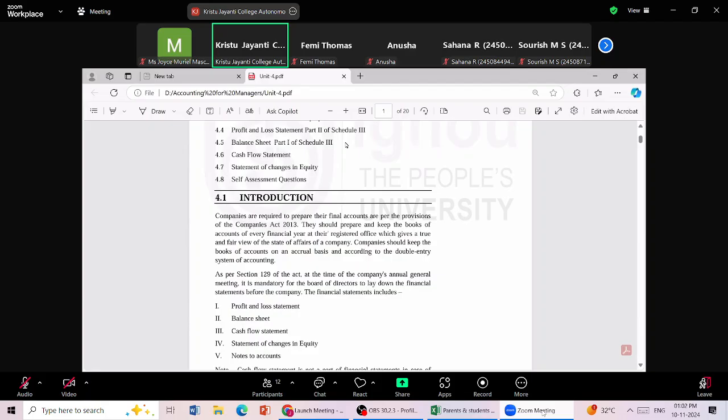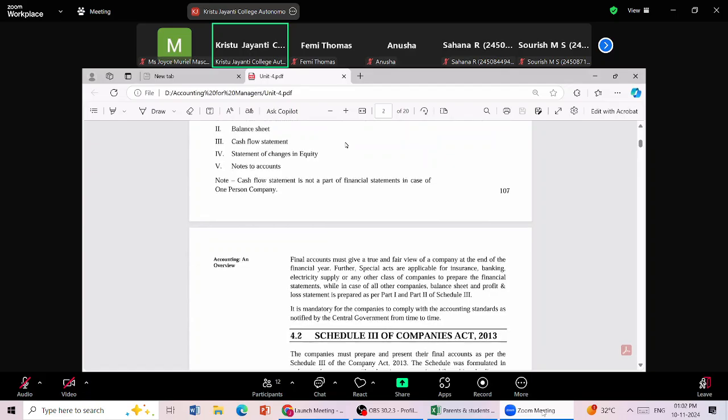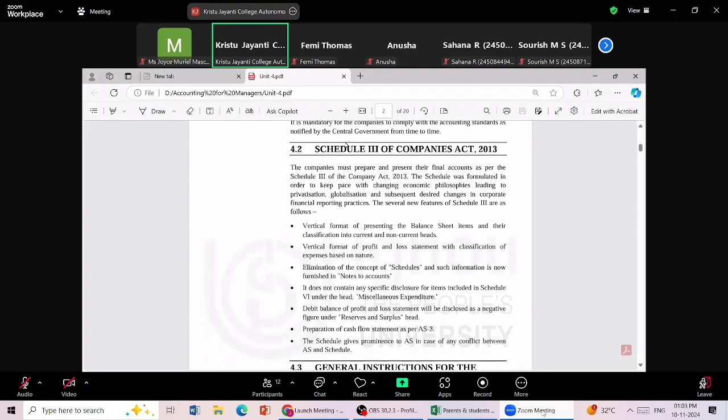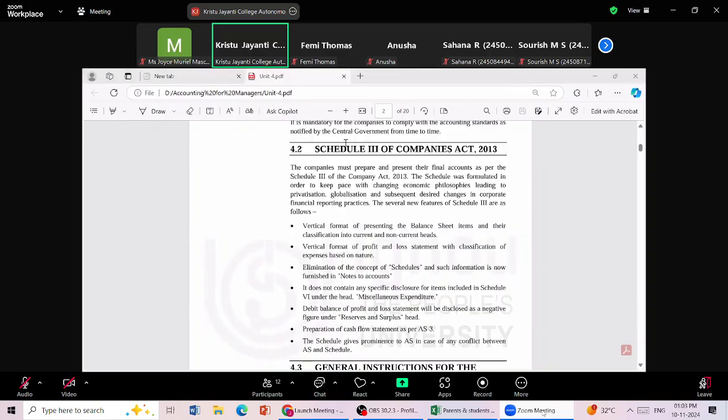So what are the statements which are mandatory? One is the P&L, the other one is the balance sheet, and also, as per accounting standard 3, you need to prepare a cash flow statement. So here, Schedule 3 of Companies Act 2013.